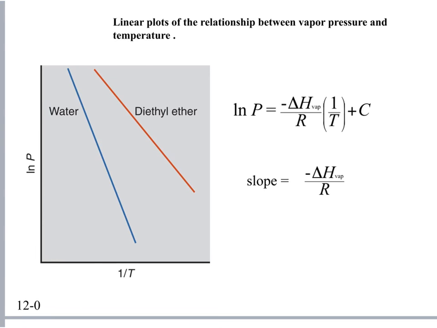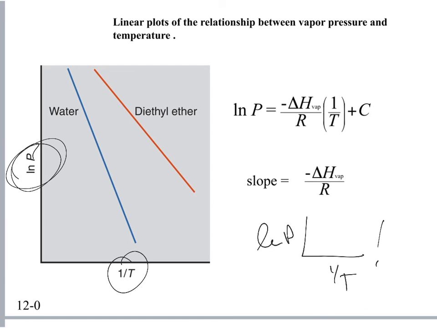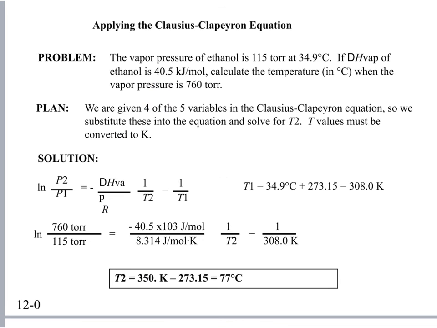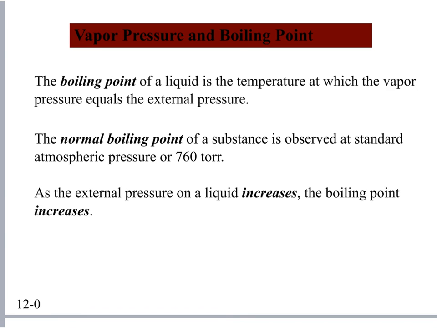This is basically what I already showed you. These linear plots are going to be the result of doing the natural log of vapor pressure versus 1 over T. Oops, sorry, it wasn't P versus 1 over T before. It was natural log of P versus 1 over T. My bad. So here's an example. I give you some data. You could figure it out and compare your answer.